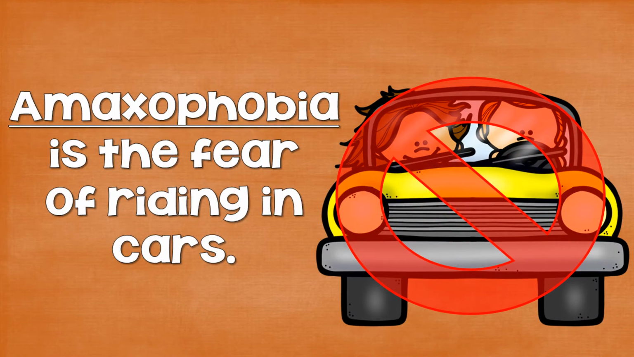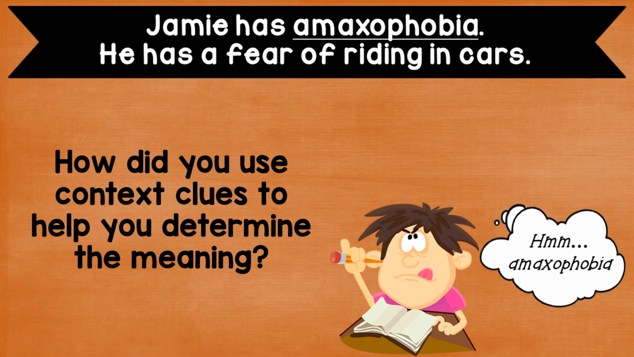Based on that sentence, I was able to determine that amaxophobia is the fear of riding in cars. How did you use context clues to help you determine the meaning? In this case, the writer of the sentence actually defines the word in the following sentence. He has a fear of riding in cars.